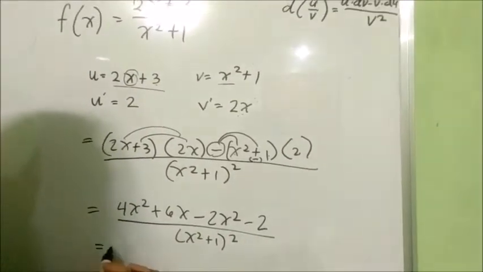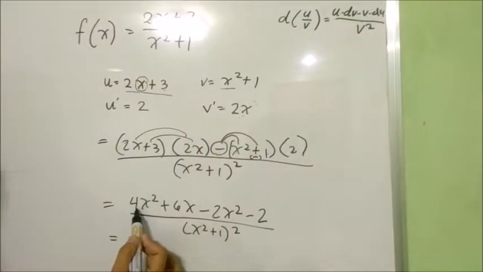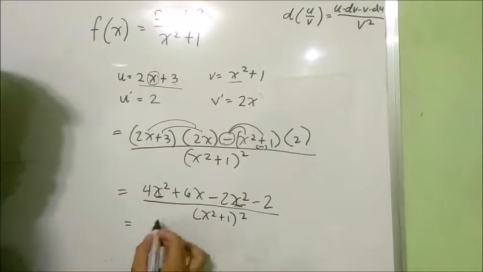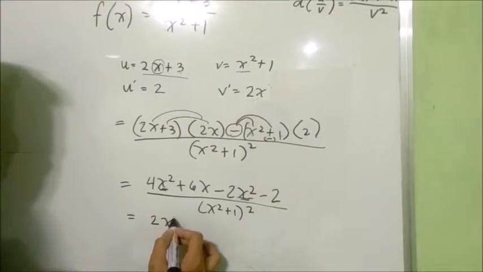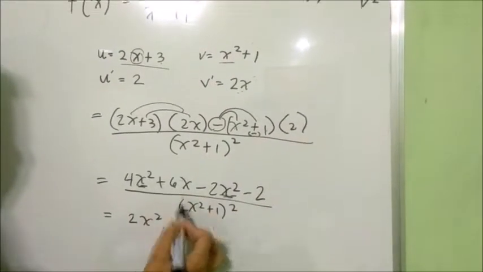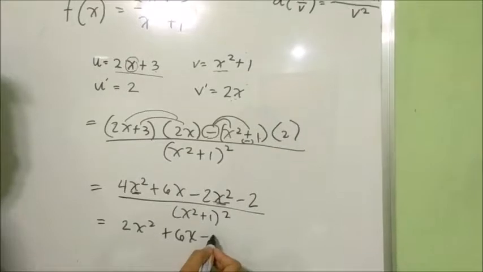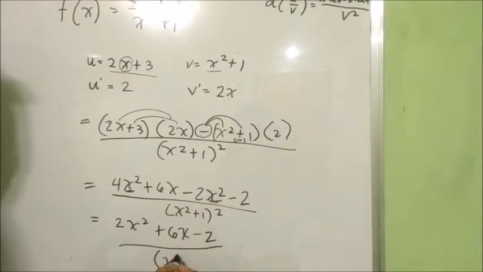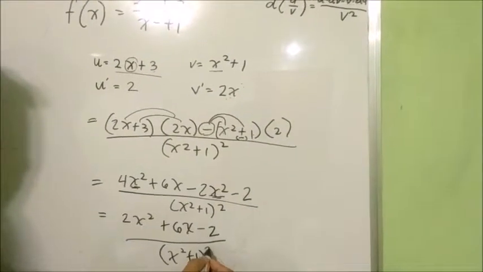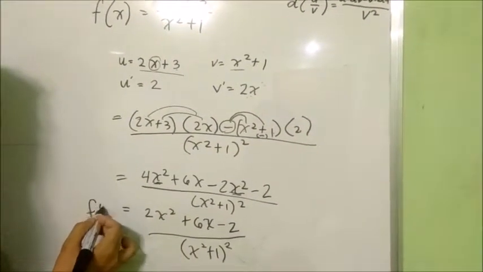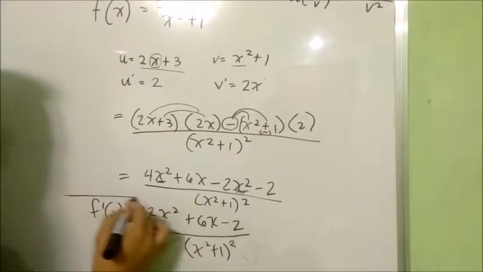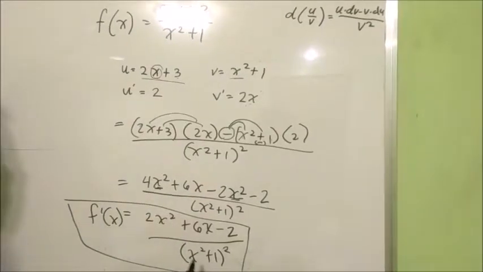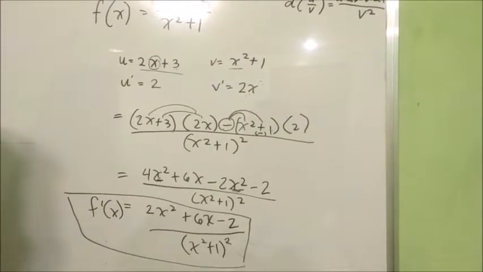So now we are going to combine like terms. So we have here 4x squared and 2x squared. So x squared, same term. So 4 plus 2, we have 6, and then copy x squared. Plus, there's only one x, so just copy 6x minus 2, which is a constant. All over the quantity of x squared plus 1 raised to the power of 2. Now we already get the derivative of our function, which is 6x squared plus 6x minus 2 all over x squared plus 1 raised to the power of 2.